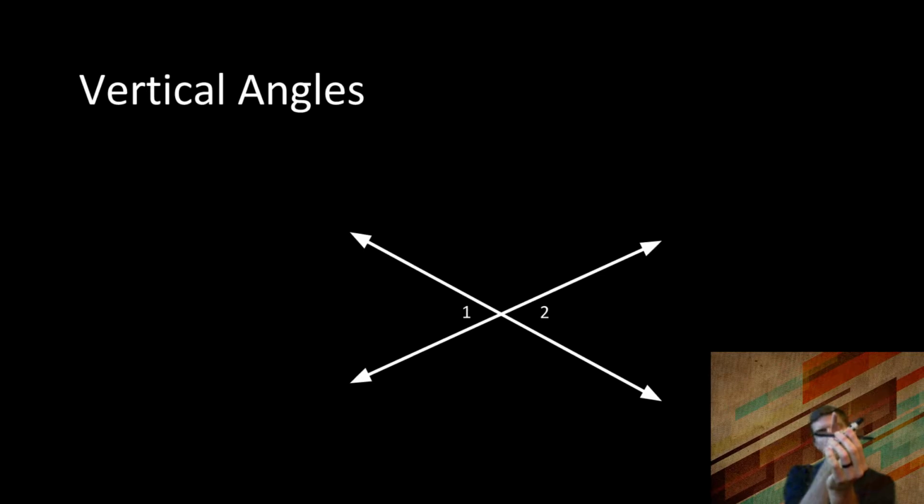Now those two are vertical angles, right? So they're opposites of each other. So 1 and 2 in this case are vertical angles. Now the other two that aren't listed, you can imagine them as 3 and 4. Those are also vertical angles.